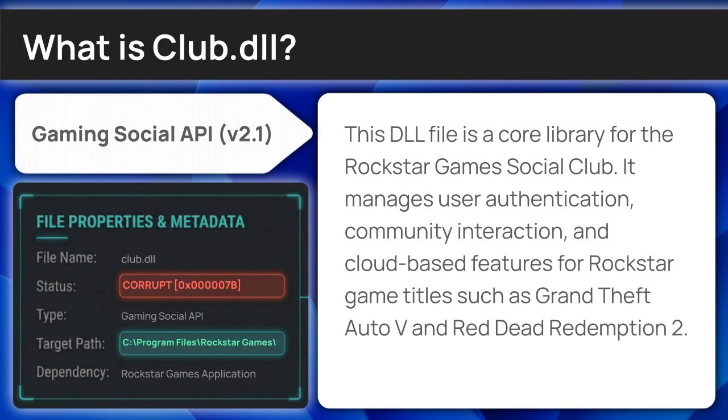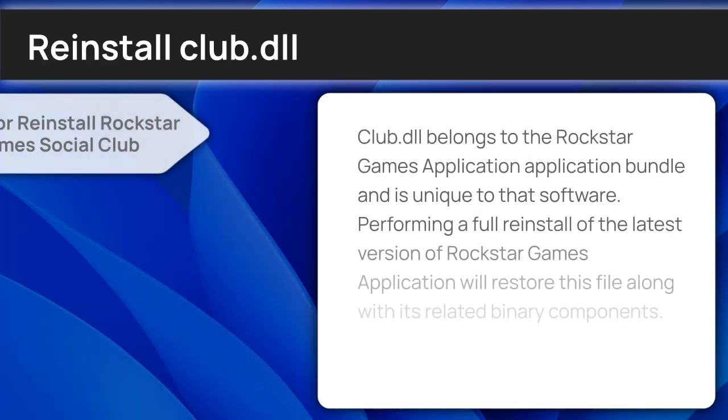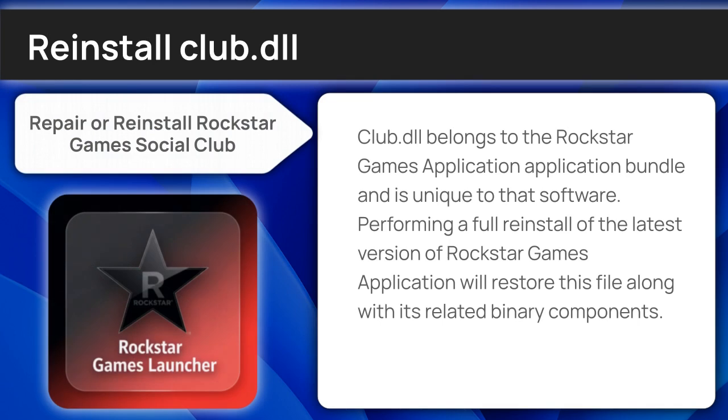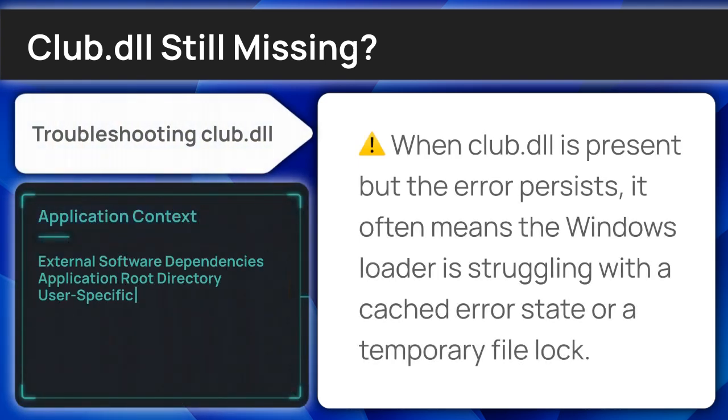Our first move is installing a fresh, clean copy of the library. The Club Library DLL is a key part of the Rockstar Games Application runtime file set. A clean reinstall of the latest version of Rockstar Games Application will repair any missing or corrupted components without affecting your other Windows settings.